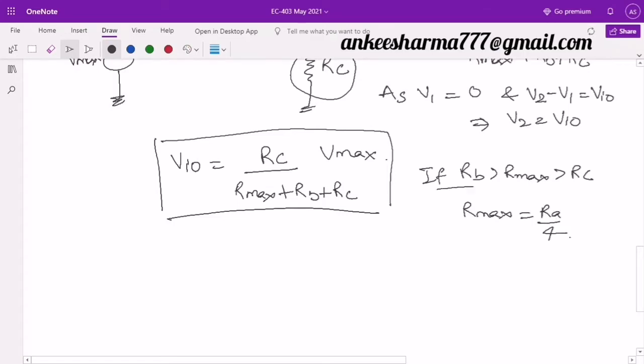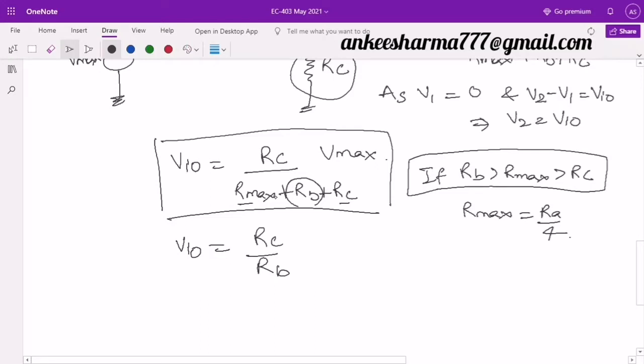So over here we will have R maximum almost equal to RA by 4. We are most concerned about this assumption, that is RB is greater than R max is greater than RC. When this case holds, definitely we can remove this R max and RC in the circuit. In this equation we will be left with only RB. So we will get here VIO equal to RC upon RB into V max. This will be the voltage which will exist across these two terminals, or the difference of these two voltages will be equal to RC divided by RB into V max.